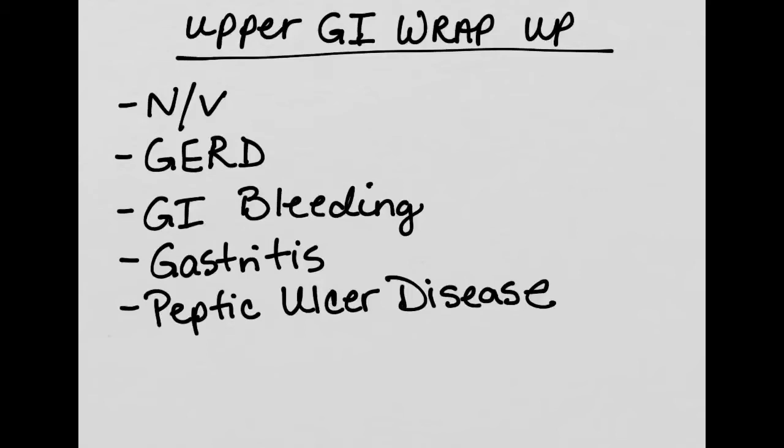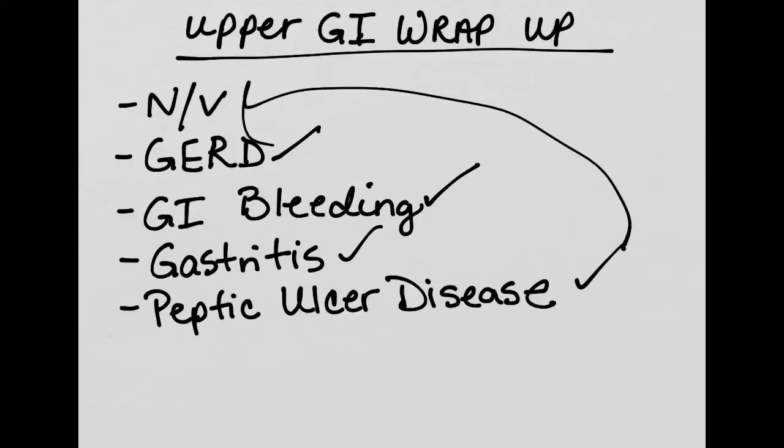We're going to first start with nausea and vomiting, and if you take a look here, actually GERD, GI bleeding, gastritis, and peptic ulcer disease can lead to nausea and vomiting.